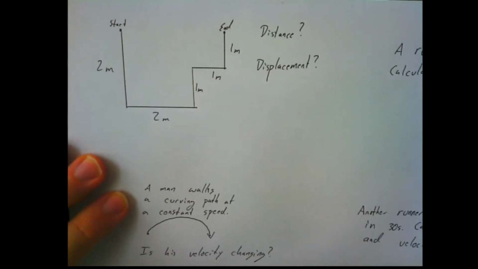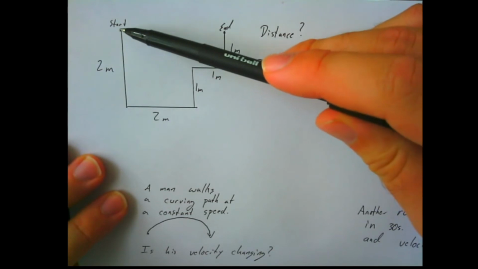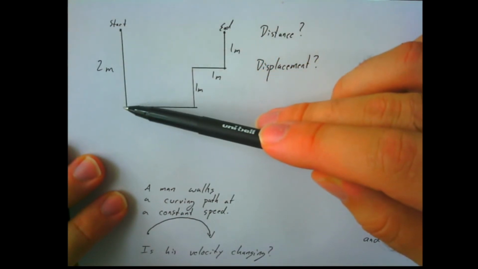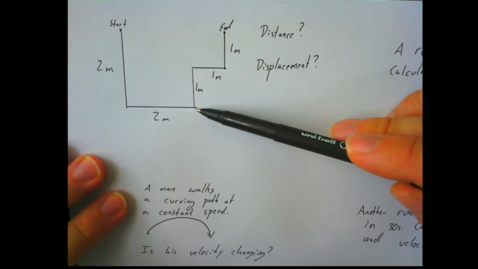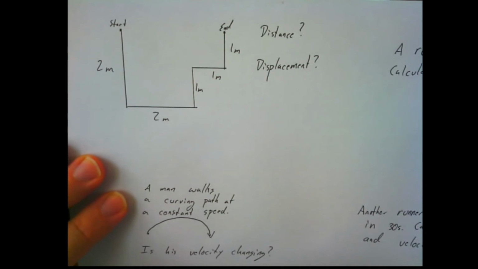All right, let's do a couple practice problems. So first we have a man taking a walk. He's going to walk down the block 2 meters. It's not a very long block. Then he's going to turn, walk 2 meters east, a meter north, a meter east, and then another meter north. We want to calculate both his distance and displacement.